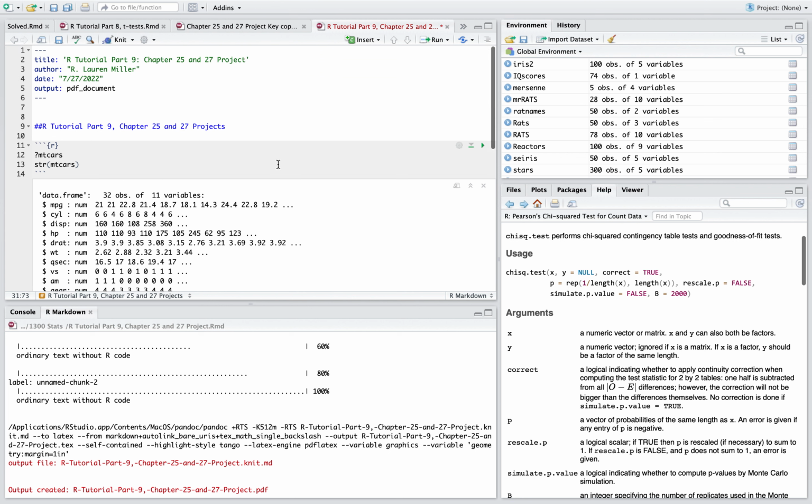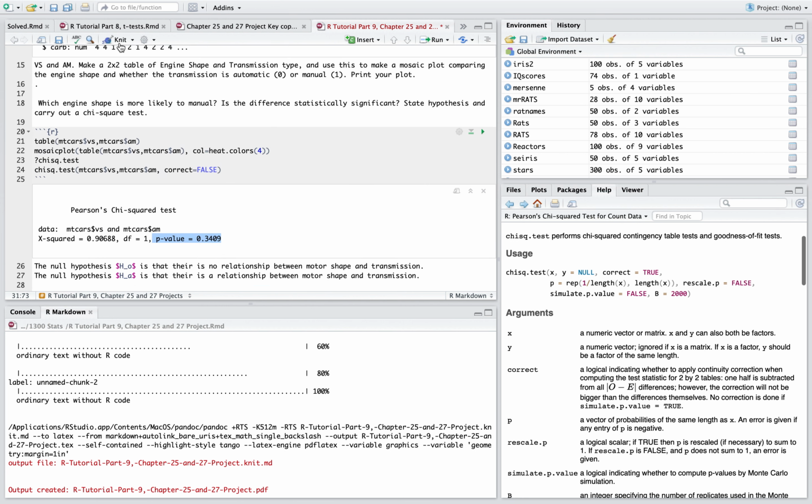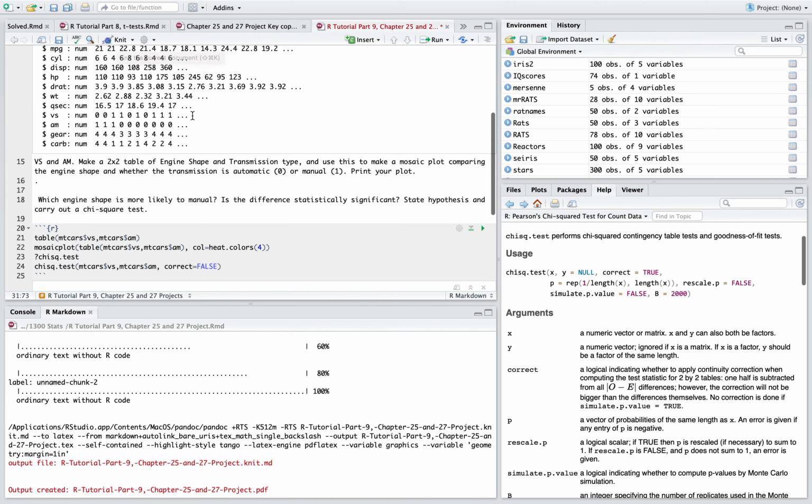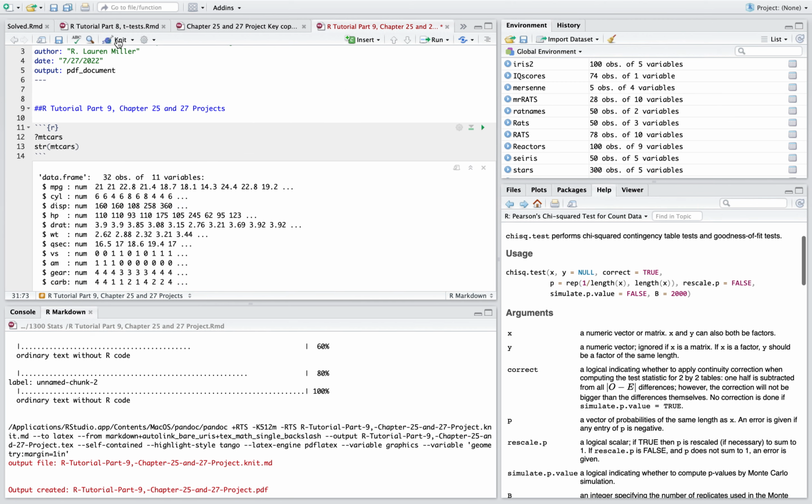So just a little introduction into chi-squared tests. As always, the PDF and our markdown file are available in our Canvas course.